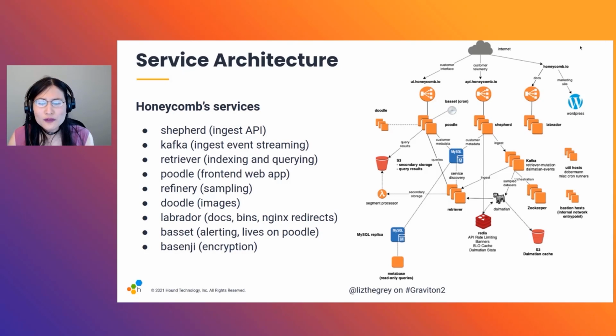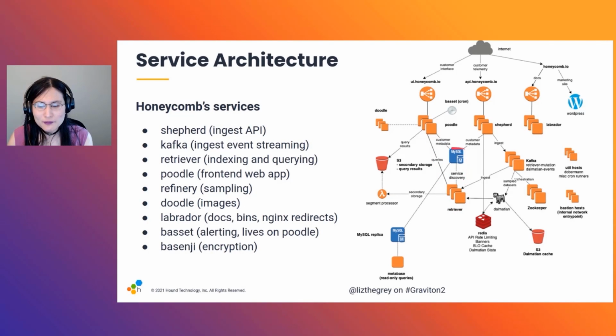So the key workflow that we follow when people use Honeycomb is data comes in through api.honeycomb.io, flows through a stateless ingest worker called Shepherd, gets written to Kafka, which stores the data transiently. And then that data is indexed by the retriever indexing service and written to S3. And then finally, when customers issue a query, it comes in through our web front end and issues a request against the retriever data storage engine.